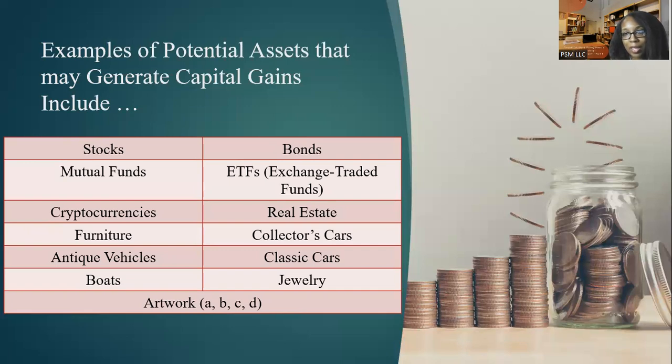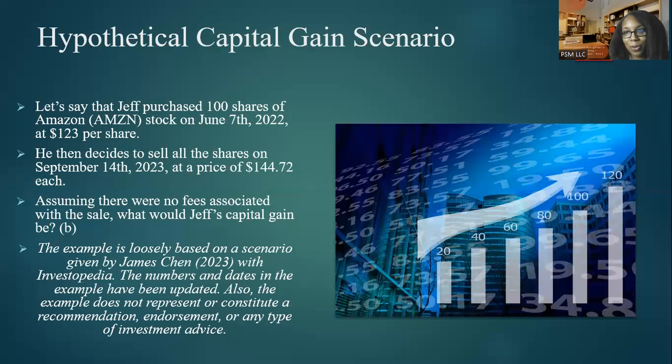So, I have given you a basic understanding of what capital gain is, as well as examples of potential assets that may generate capital gains. But it is equally important to provide you with an example showing how capital gain works. So, on the screen, you will see an example that's loosely based on a scenario given by Investopedia. The numbers and dates with the example have been changed. Also, the example does not represent or constitute a recommendation, endorsement, or any type of investment advice. Now, let's look at our example in more depth.